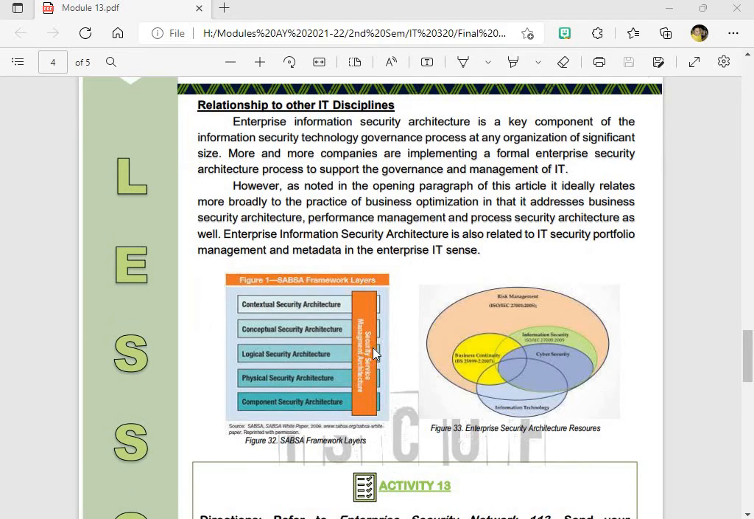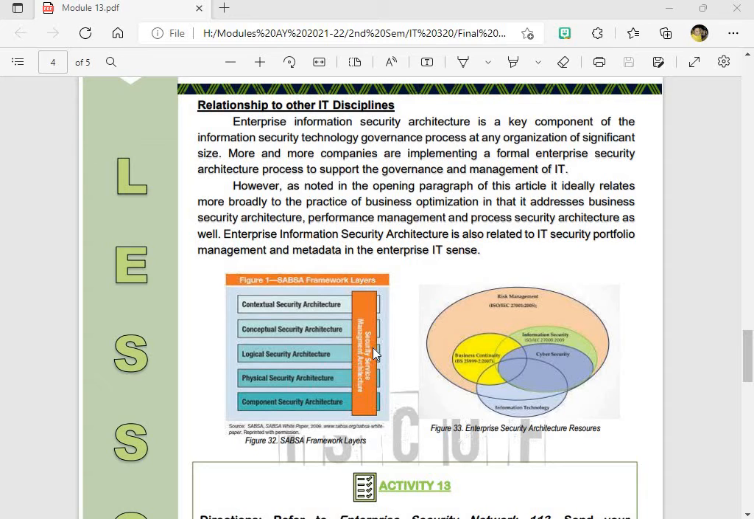Now, for our last topic, we have relationships to other IT disciplines. Your enterprise information security architecture is the key component of the information security technology governance processes at any other organization of significant size. When we speak about significant size, it's probably 250 or more nodes or workstations. More and more companies are implementing a formal enterprise security architecture process. This is to support the governance and management of information technology.